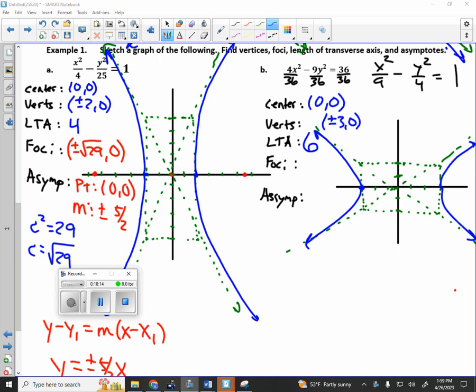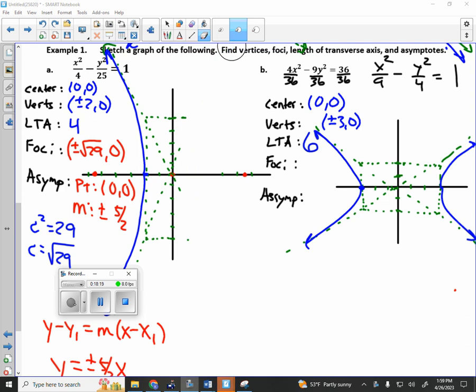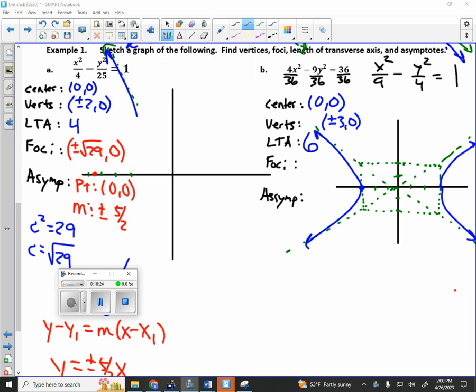In order to determine the foci, I need to find c. And c squared is equal to a squared plus b squared. So if we take a squared plus b squared, we get 9 plus 4 is c squared. So therefore, c is equal to the square root of 13. Square root of 9 is 3, square root of 16 is 4, so it's going to be about 3.5. If I just mark off 3 and then 4 here, 4 there, I notice that 3.5 is, there we go, put a point right there and a point right there. That's about where the foci are.